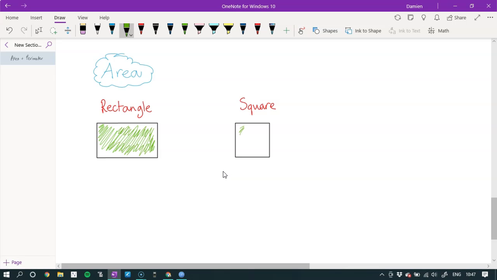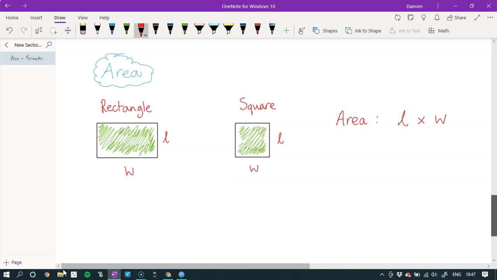And area applies the exact same way for a square. It's all the stuff on the inside, how much space it takes up. And again, we're using length and width here. So we're going to write our width along the bottom there and our length up the side. And the formula is exactly the same. To work out the area for a rectangle or square it is length by width, or one side by the other side.